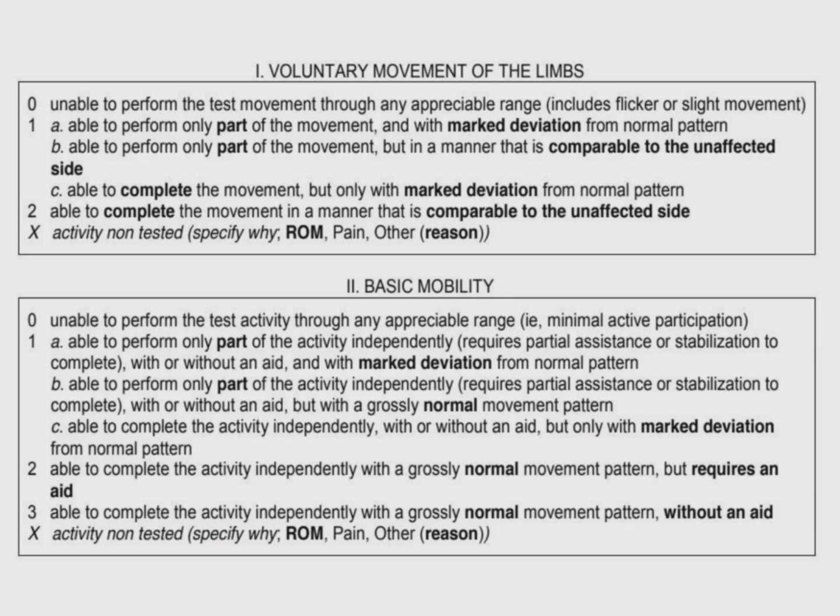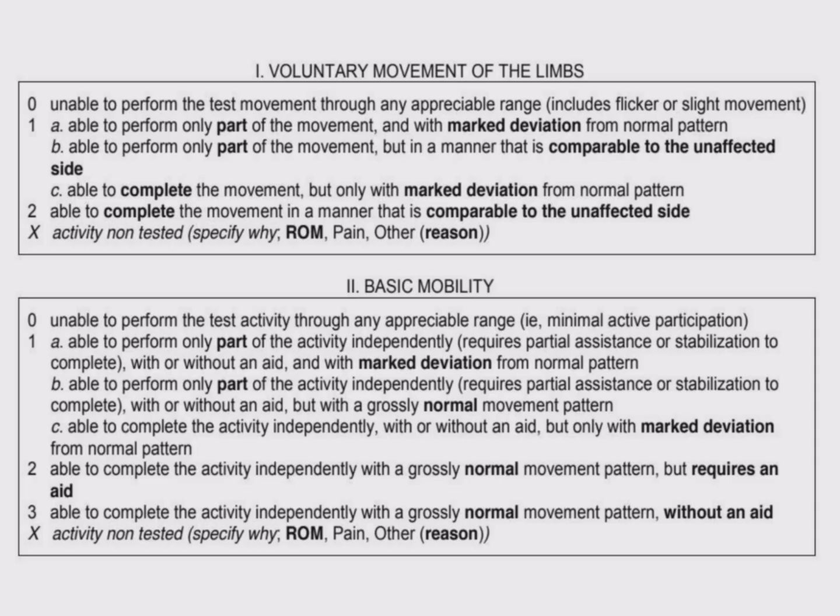A score of 1A is given if the patient is able to perform only part of the movement and with marked deviation from normal pattern. A score of 1B is given if the patient is able to perform only part of the movement but in a manner that is comparable to the unaffected side. A score of 1C is given if the patient is able to complete the movement but only with marked deviation from normal pattern. A score of 2 is given if the patient is able to complete the movement in a manner that is comparable to the unaffected side. Give a cross if the activity is not tested and specify the reason.